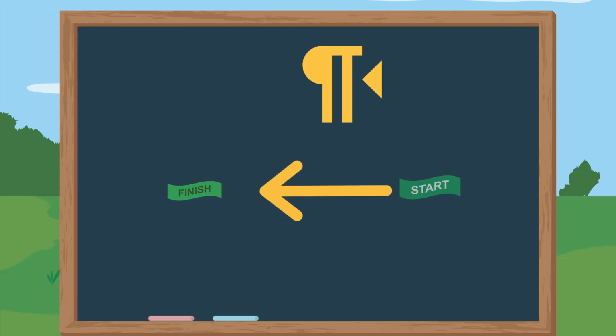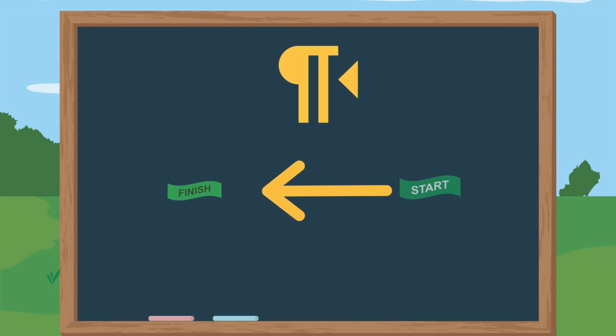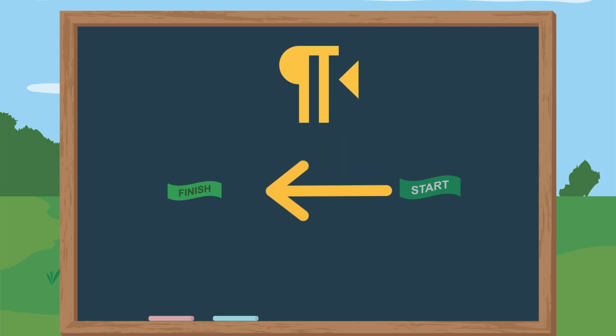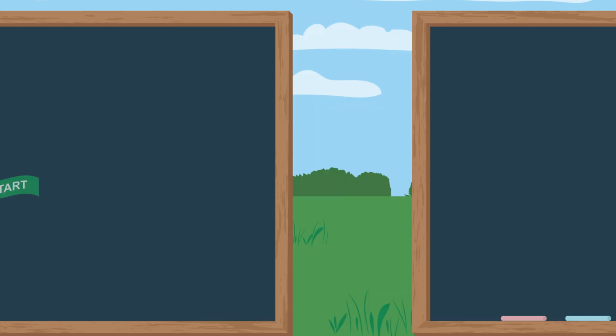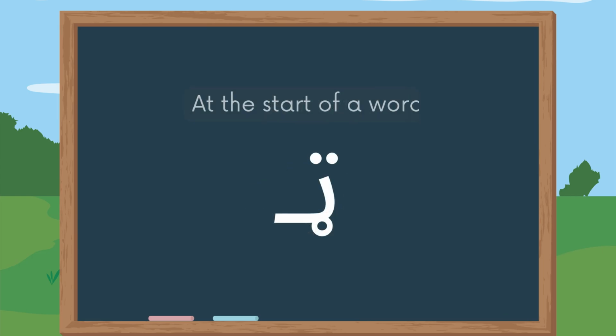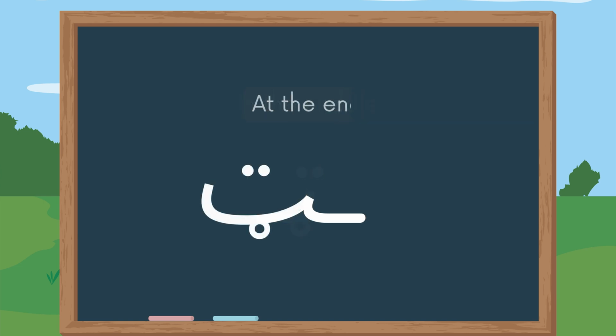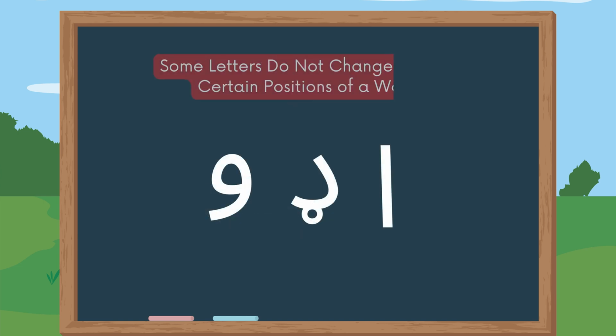Pashto uses a script that comes from Arabic and is written from right to left. Each letter can look different depending on where it is in a word: by itself, at the start, in the middle, or at the end. Some letters do not change form in certain positions of a word, and we will show these letters.